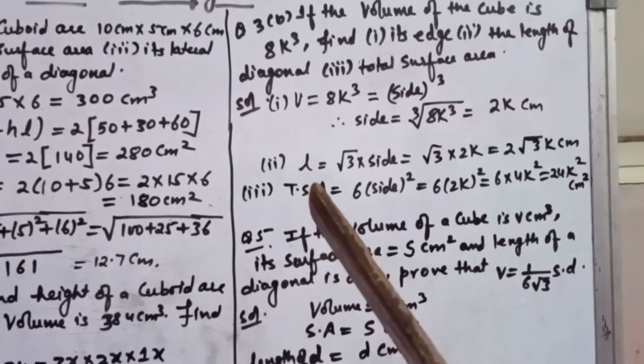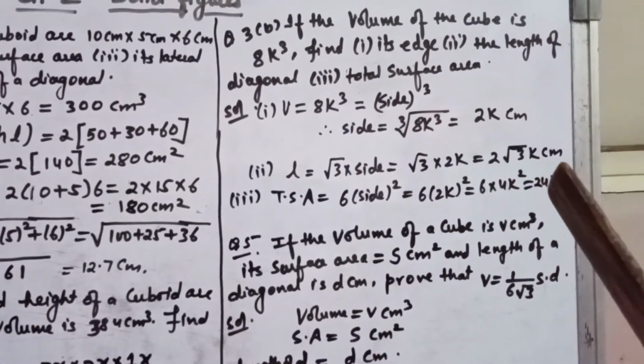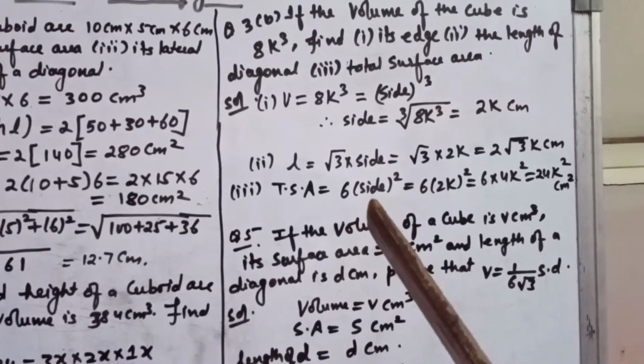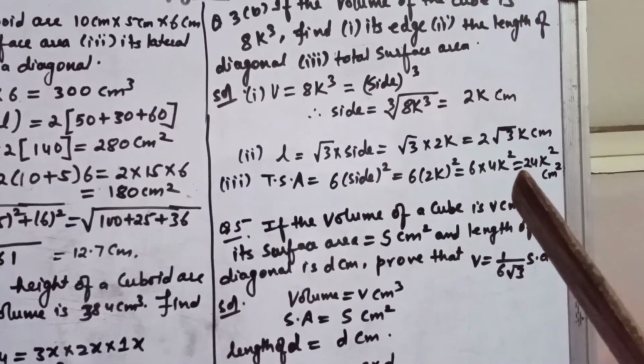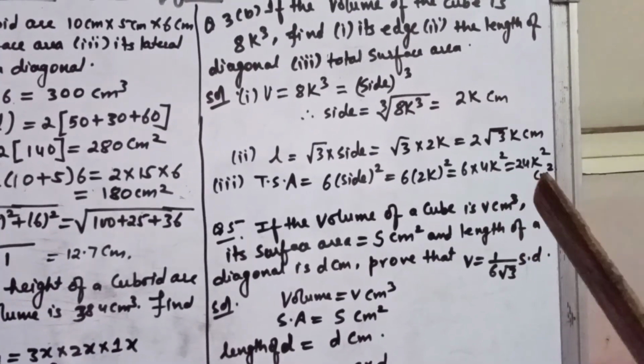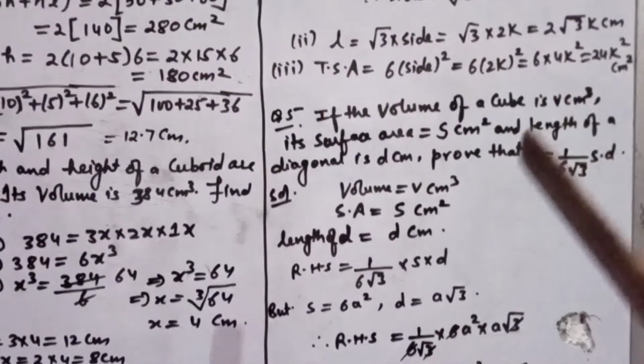Now, length of diagonal is root 3 into side. So, root 3 into 2k is equal to 2 root 3k centimeter. Total surface area is 6 into side square is 6 into 2k square. 2k square is 4k square. So, 6 into 4k square is equal to 24k square centimeter square. Clear, student?